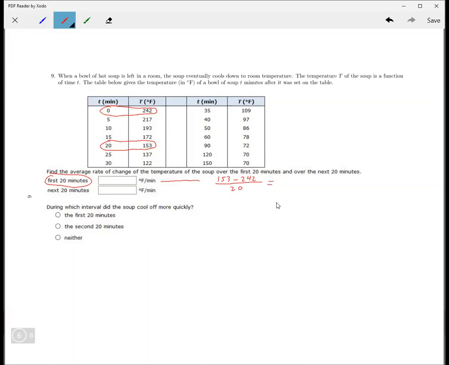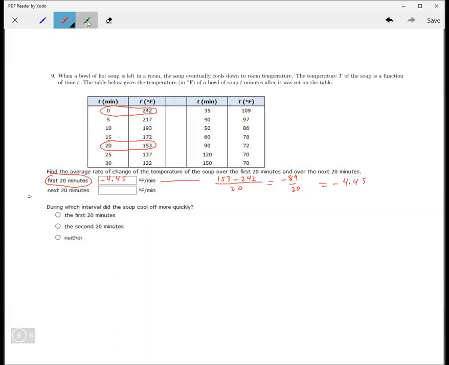Let's see, 153 minus 242. So we have negative 89 over 20, which works out to be negative 4.45. So per minute, the soup on average went down 4.45 degrees Fahrenheit per minute.